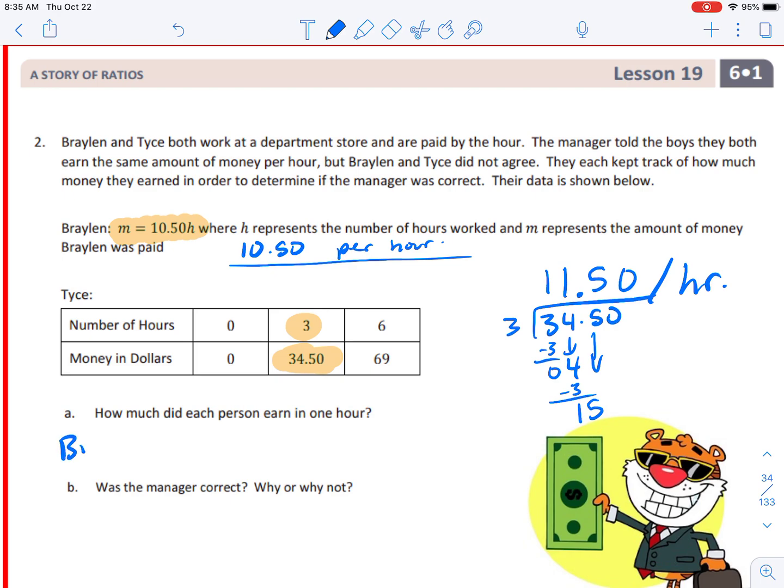Okay, so letter A tells us how much did each person earn in 1 hour. Okay, Braylon, $10.50 per hour. Tice, $11.50 per hour. Okay, was the manager correct? Why or why not? He was not correct, okay, because Tice earns $1 more than Braylon.